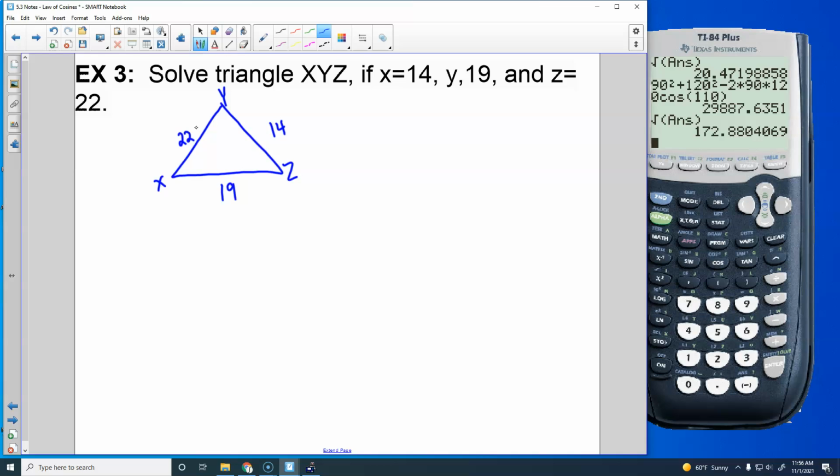So now this time we have to find the angles, and we need to just pick one of these angles to find first. It doesn't matter which one. Major, which one do you want to pick? Z. All right, so if we're finding Z first, then that means side Z, which is 22, needs to be over here on the left-hand side. And that means 14 and 19 are going to be our A and our B here. So it doesn't matter which one's which. 14 squared plus 19 squared minus 2 times 14 times 19 cosine of Z.